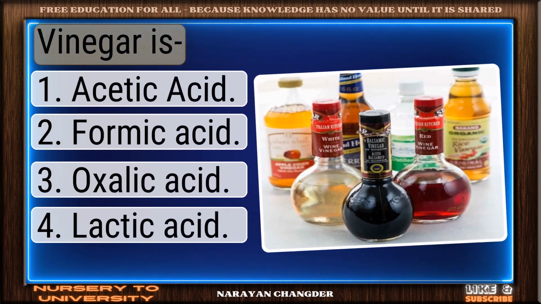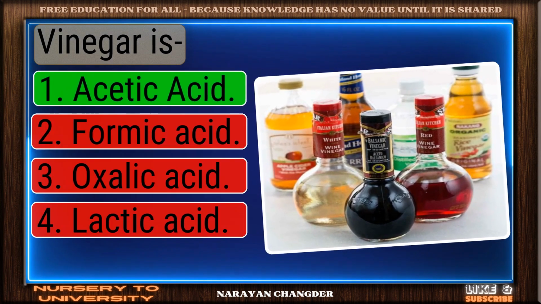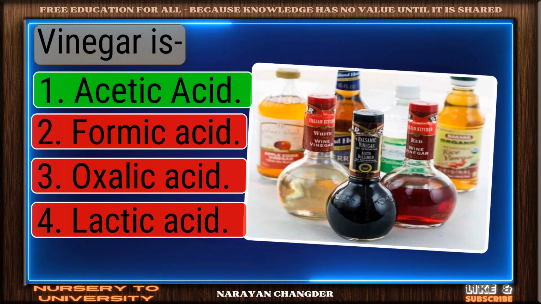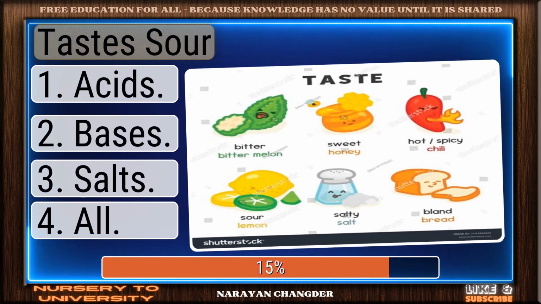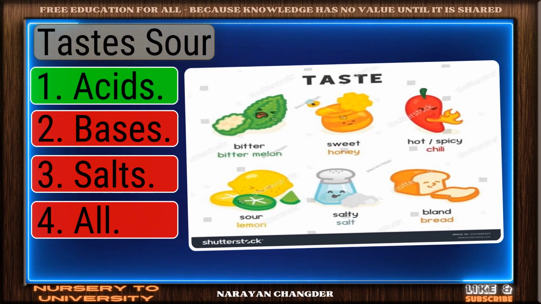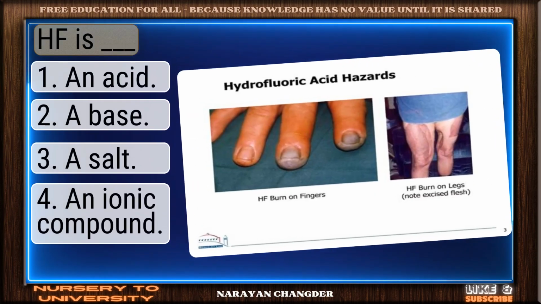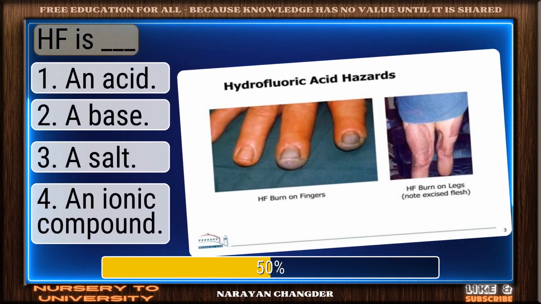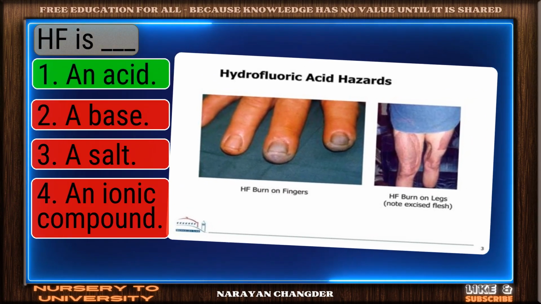Question number 296, vinegar is. Smart move. Acetic acid is an accurate answer. Question number 297, taste sour. Great thinking. Acids is the right choice. Question number 298, fizz a dash. Nicely done. An acid is a solid answer.